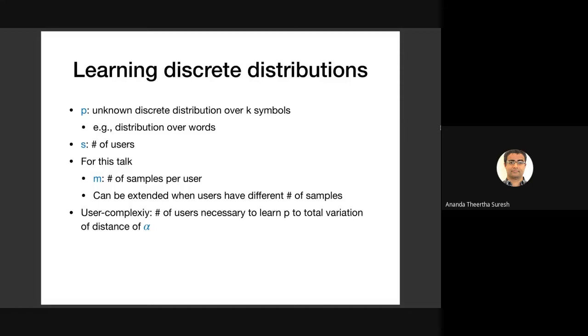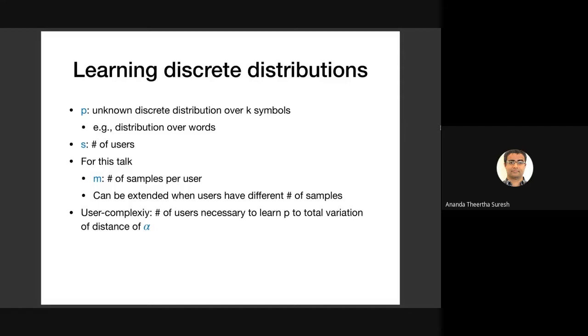And we have S users. And just for the purposes of this talk, I'm going to assume each user has exactly M samples. In general, M need not be 1. And I would like to note that we extend it to the scenario when users have different numbers of samples, but I won't go into details in this talk. Our goal is to understand the user complexity, that is, how many users do we need to learn P to a total variation distance of alpha.